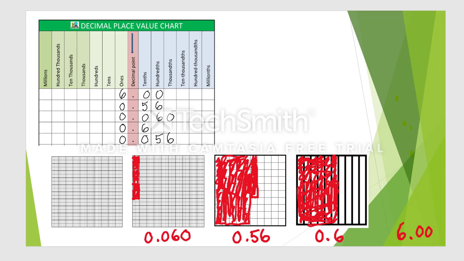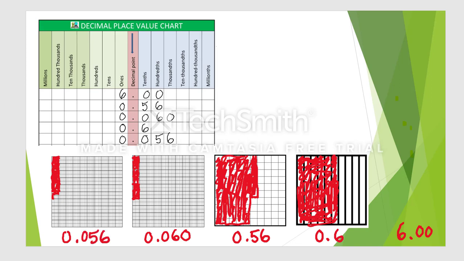And then finally, the last one is 0 and 56 thousandths. So again, I'm using the thousandths grid, and this time I'm not shading in 60 of them. I only shade in 56. So remember, each one of these boxes was 10, 20, 30, 40, 50, and then 6 of them. 5 would be the first half of the box, and then a little bit more. So this right here is 56 thousandths.